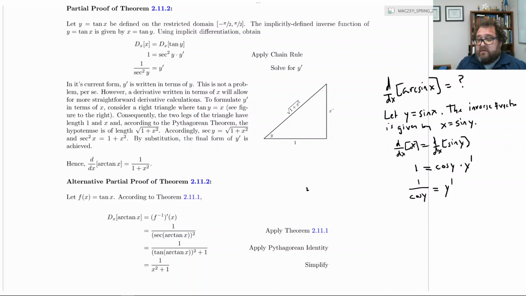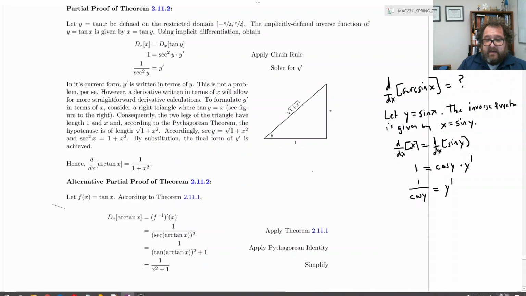But all you have to do is consider another triangle. Instead of this triangle, the one that was the triangle when you're talking about tangent, we, on the other hand, want to talk about sine.